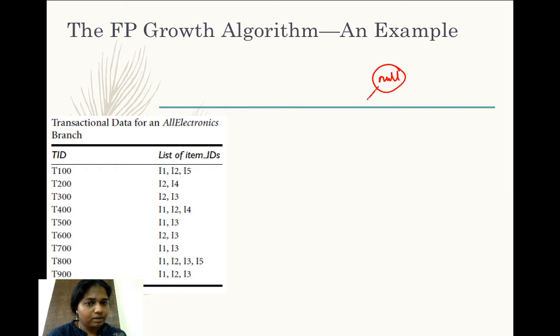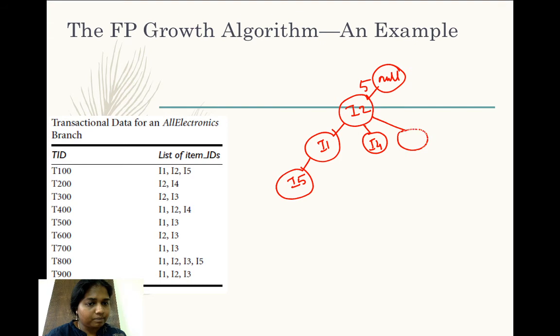I have null, to which I have I2, its value is 5. To that I have I1, and I have I5. To this I have two nodes connected. One is I4, the other one is I3, if I am not wrong.